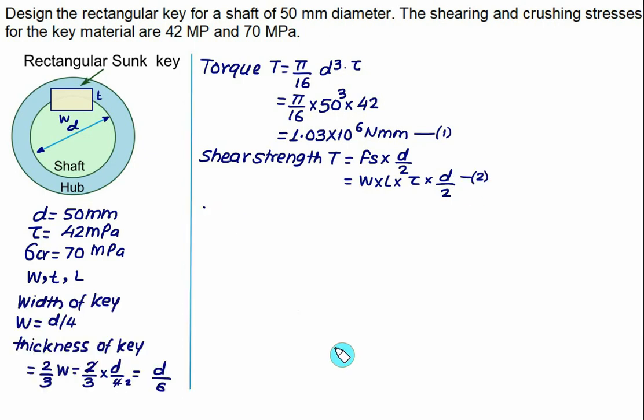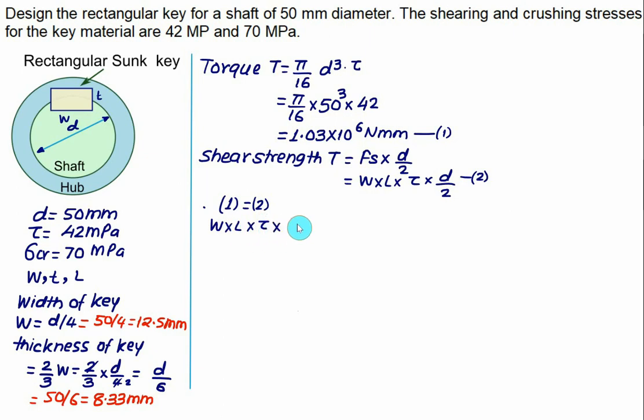As far as the standard dimensions of the key is considered, we have width equal to D by 4, which is equal to 50 divided by 4, equal to 12.5. Thickness is normally taken as 2/3 of the width, which is same as equal to D by 6, that is we have 50 divided by 6. 50 divided by 6 is close to 8.33 mm.